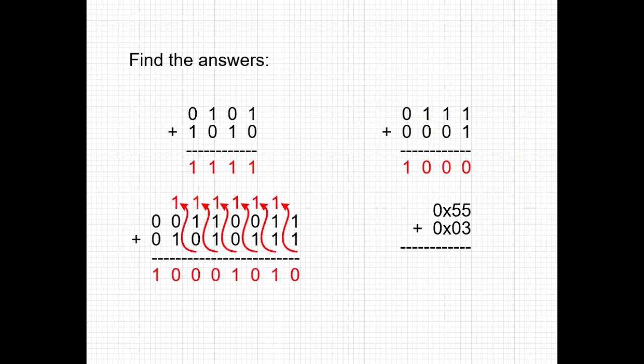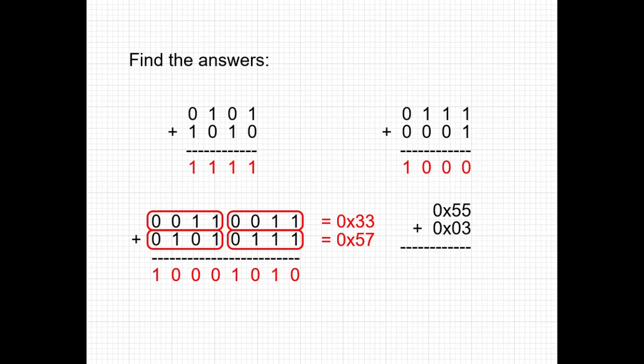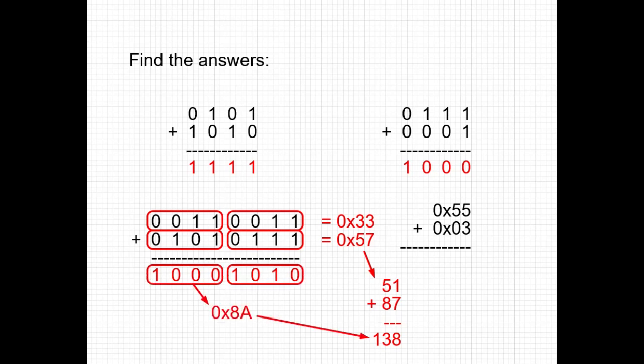For the fourth problem, we're expanding the 4-bit binary field to 8 bits, and we have a lot of carries. For this one, we'll convert the binary values first to hex, and then, converting the hex values to decimal, we find that we expect the answer to be 138. Converting the answer to hex and then to decimal, we find that they match.